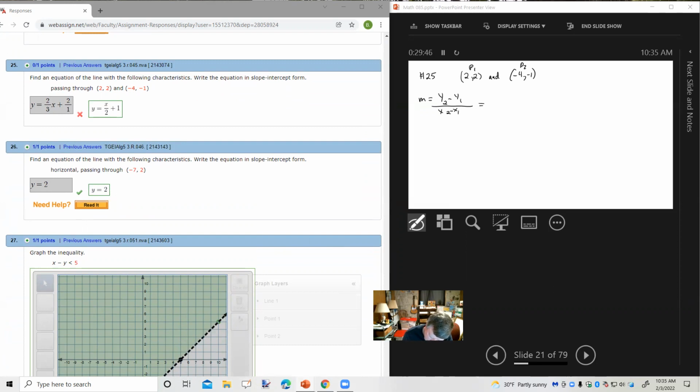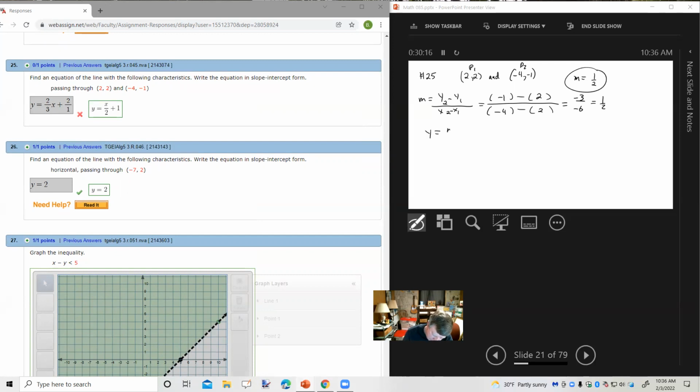y sub 2 is negative 1, y sub 1 is 2, x sub 2 is negative 4, and x sub 1 is also 2. Negative 1 minus 2 is negative 3, negative 4 minus 2 is negative 6. Negative 3 divided by negative 6 simplifies down to a half. So the slope is 1/2.